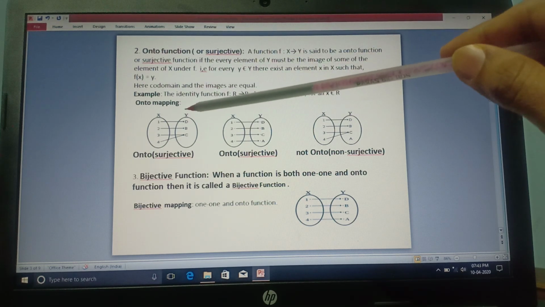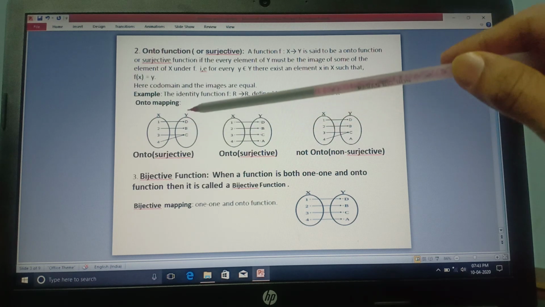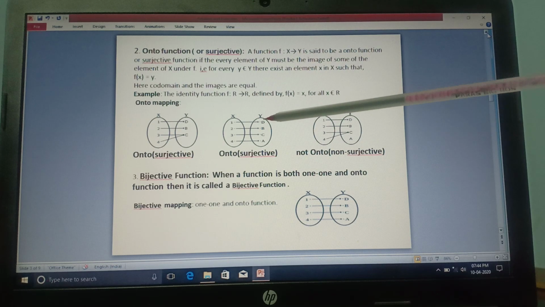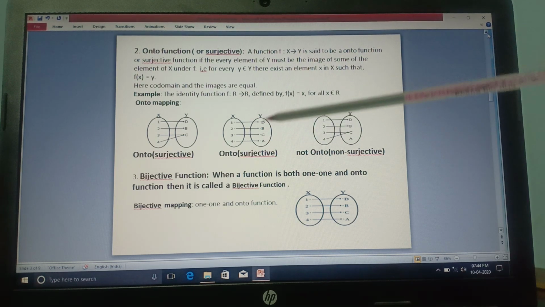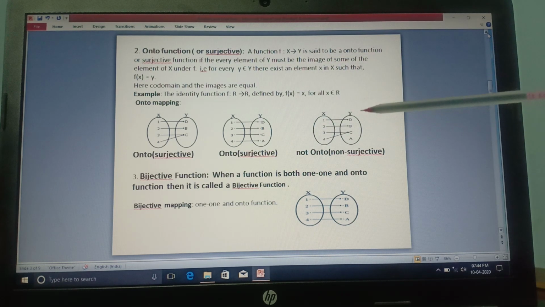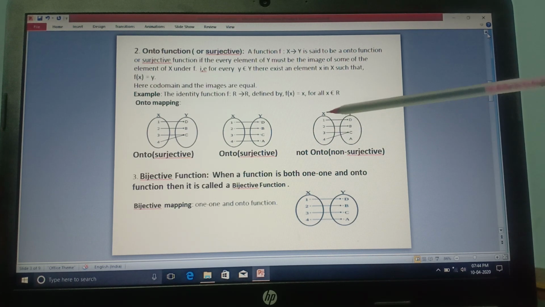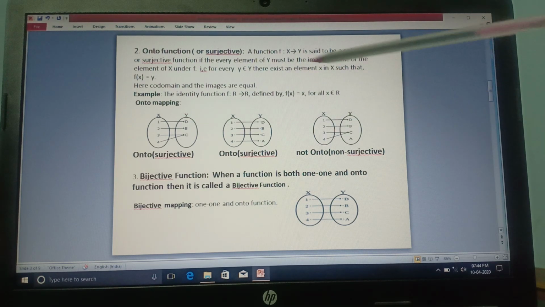In the first one, the elements in Y, the elements of the codomain, d, b, c, are all images of some elements in X. Here also all the elements in the codomain are images of some elements in X. Here all the elements in the codomain are not images. A is left. A is not the image of any element in X. So this is not onto. These two are onto functions.